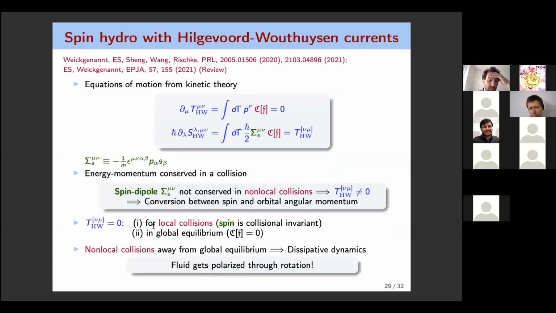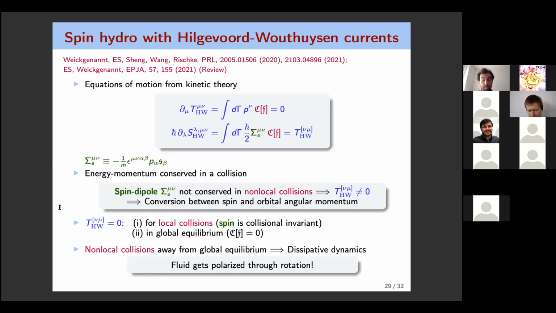Also, if the energy momentum tensor is symmetric, so this antisymmetric part is 0, which happens for local collisions, then spin is a collisional invariant. And also, as we discussed, in global equilibrium, trivially, because the collision term is 0. So the spin tensor is also conserved in global equilibrium. So we are discussing a new variable which is exactly conserved in global equilibrium. In this sense, it's a good hydrodynamic variable. But as soon as we deviate from global equilibrium, it starts to have some non-conservation. And in this way, this form of the HW pseudo-gauge seems to be suitable for this description of spin fluids.